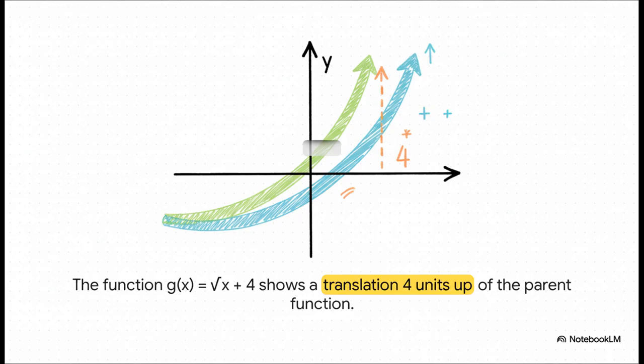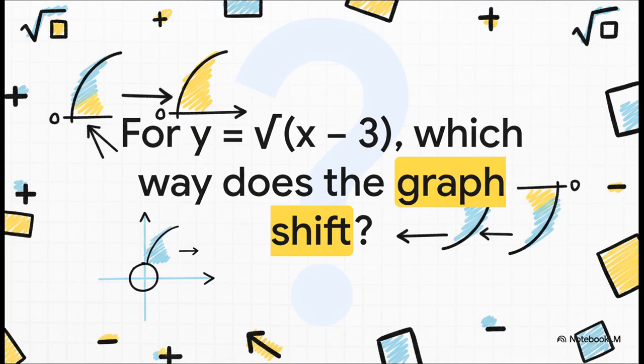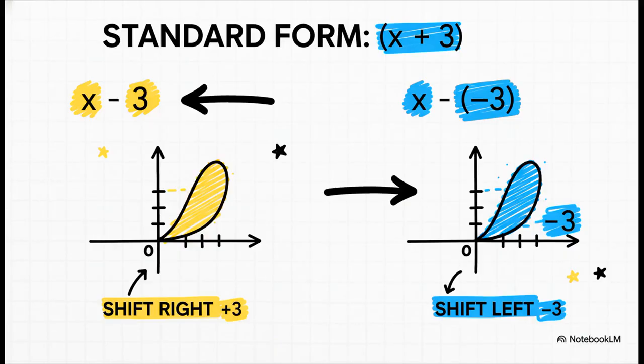It does exactly what you'd expect it to do. Pretty simple, right? Now, let's talk about H, the horizontal shift. This one's a little bit of a trickster because it's kind of counterintuitive. So take a look at this function. Your gut instinct might tell you one thing, but what do you think? Does that x minus 3 move the graph to the left or to the right? And surprise! It actually shifts to the right.